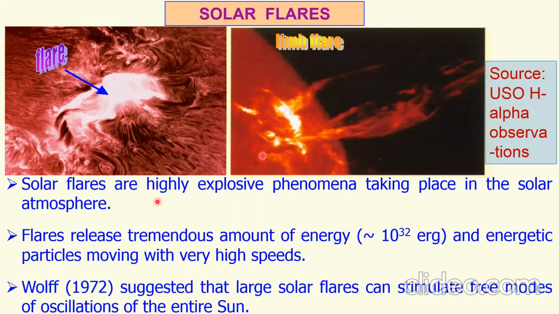And these solar flares are highly explosive phenomena taking place in the solar atmosphere. These flares release a tremendous amount of energy, of the order of about 10^32 ergs, and energetic particles moving with very high speeds. So because of this, Wolff suggested that large solar flares can stimulate free modes of oscillations within the sun. But as I mentioned, this speculation was there for long, but there were no dedicated missions for helioseismology for observing the solar surface motions. So then there was no conclusion on this for long.